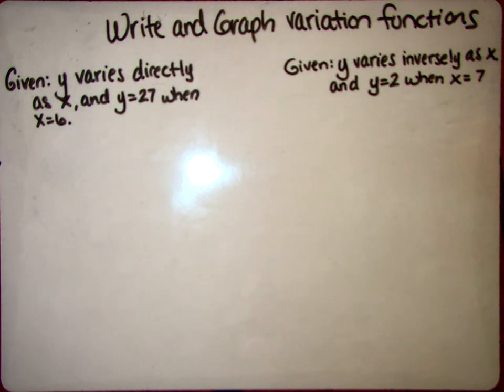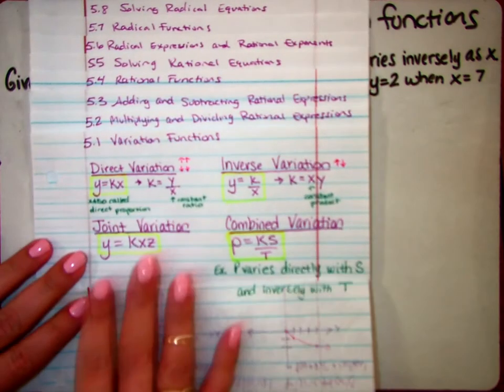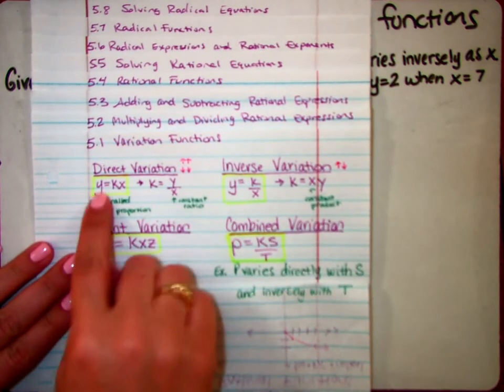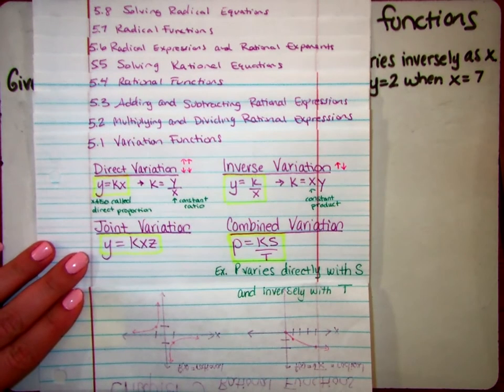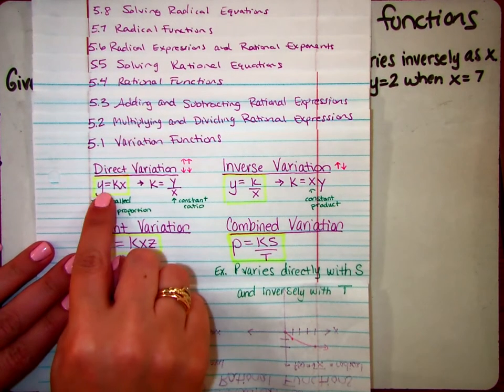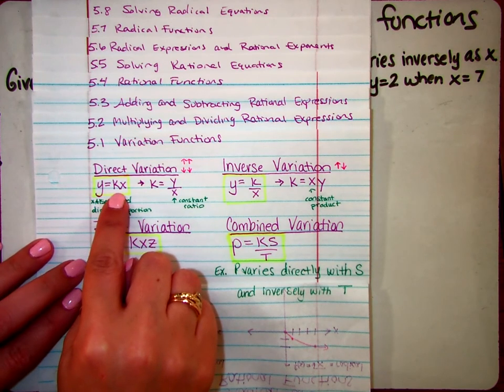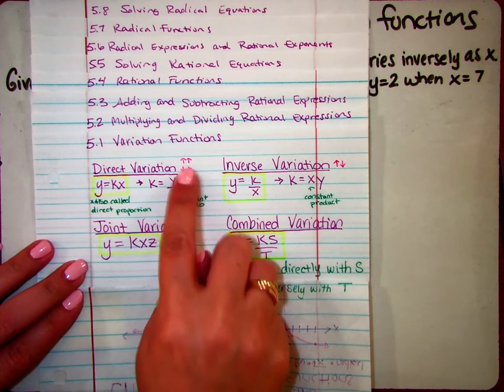Hey guys, all right, so I want to quickly go over some variation functions. First we want to look at our notes. We have four different variations. We have direct variation. This is where we are multiplying, so y equals k times x. With direct variation, they either both go up or they both go down.